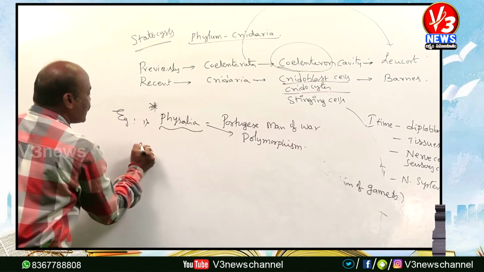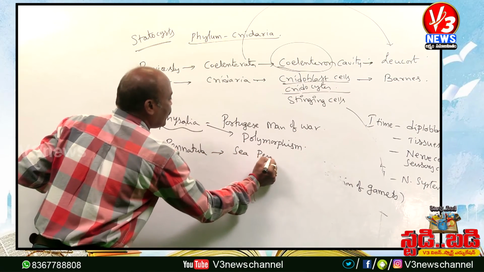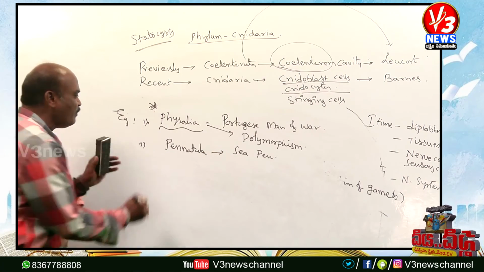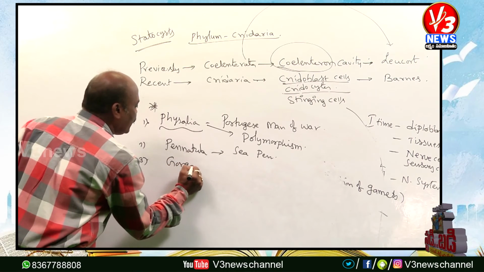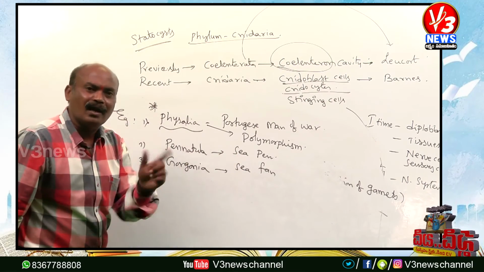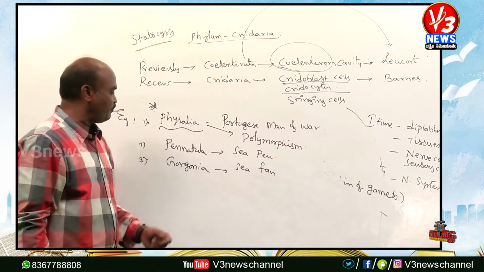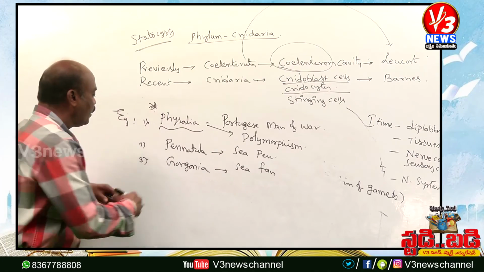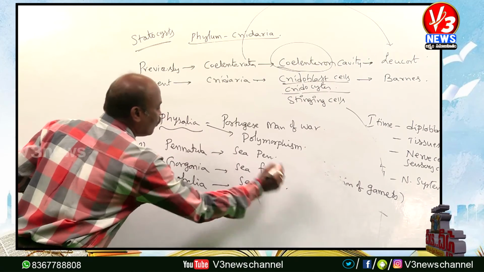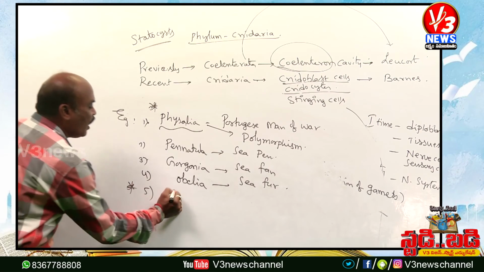Right. So one more example. Pennatula. It is commonly called sea pen. These are all sea animals. Gorgonia. Sea fan. Here it is a sea pen, Pennatula. Pen. Sea pen is its common name. Gorgonia, sea fan. Obelia, sea fur.